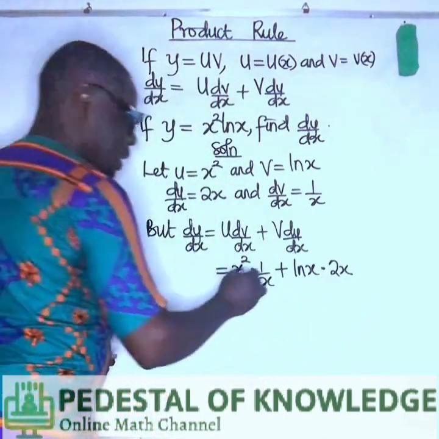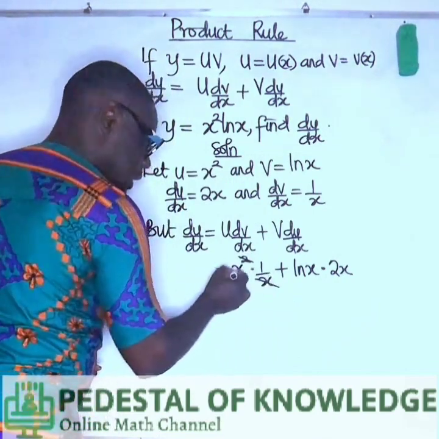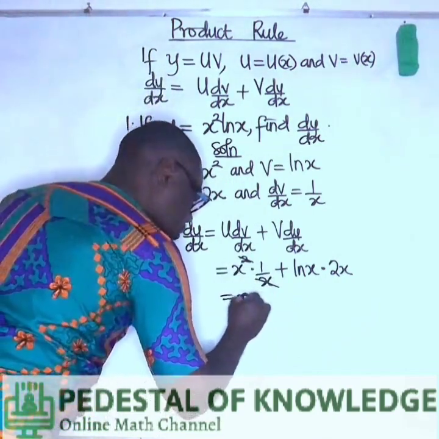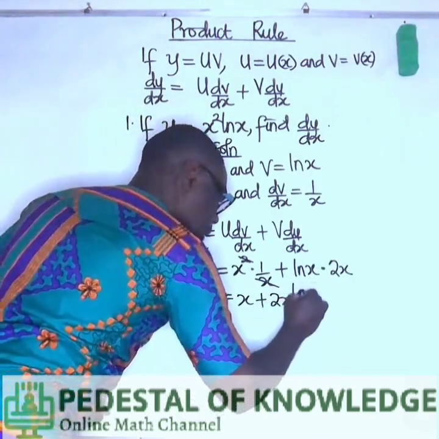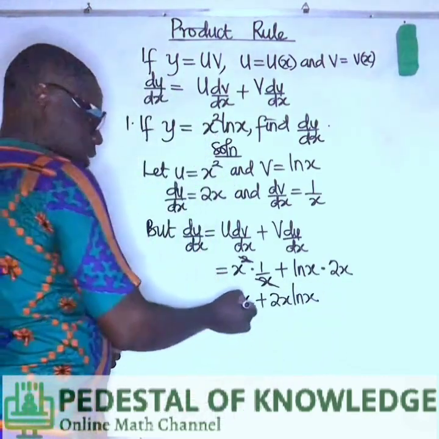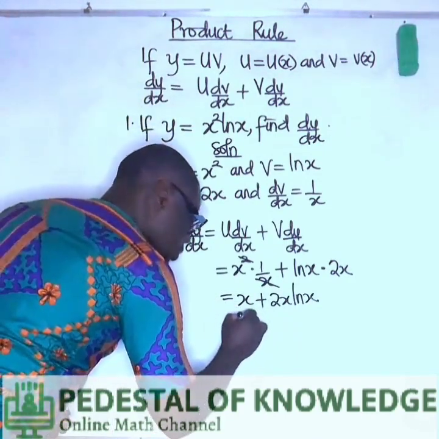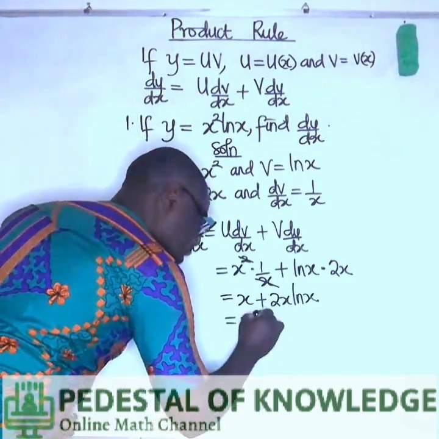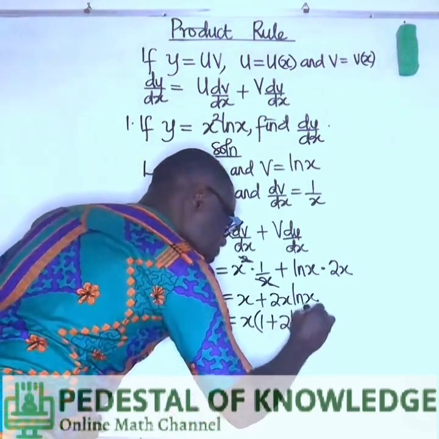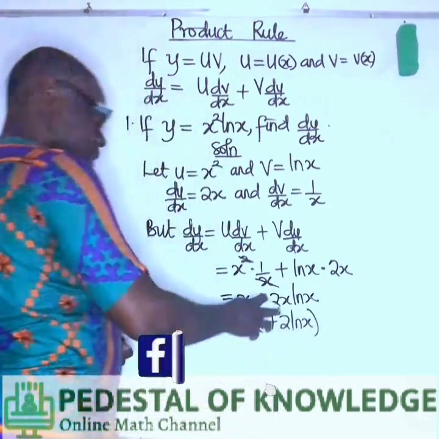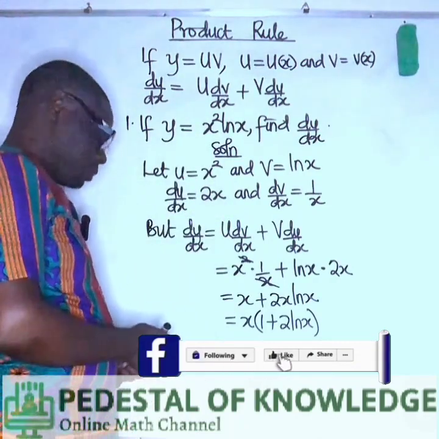All right, so from here, this x, we cancel one of the x here, and we are left with x times 1, and x times 1 is equal to x, plus here we have 2x ln x. And since x is common to both, we now factor out x. So this is equal to x into 1 plus 2 ln x. And that is the differential coefficient of y equal to x squared ln x.